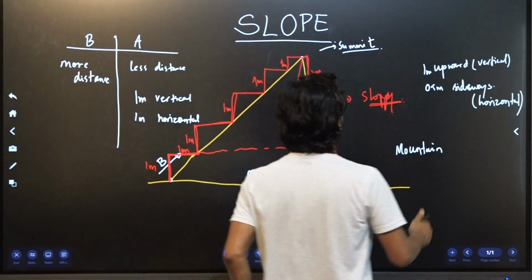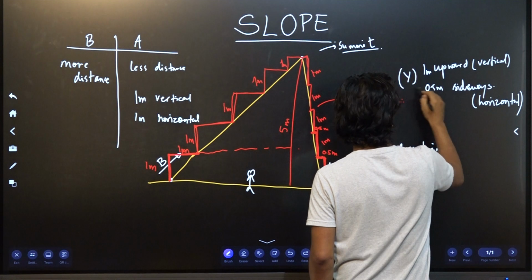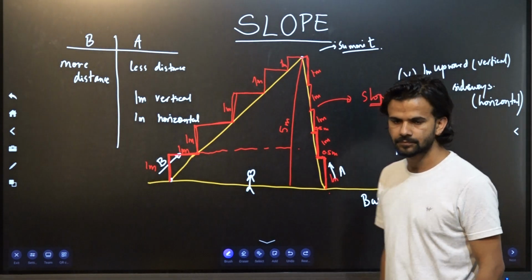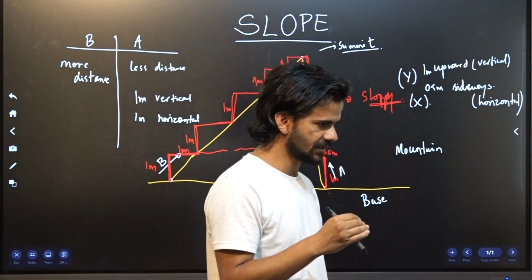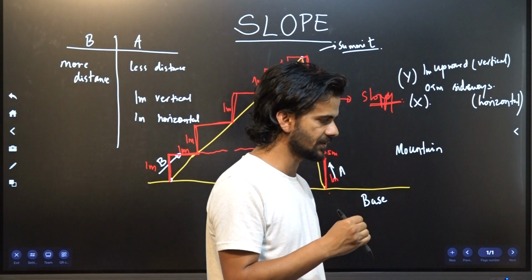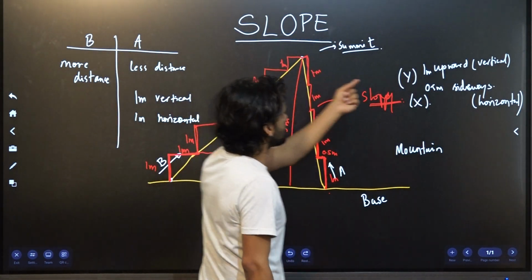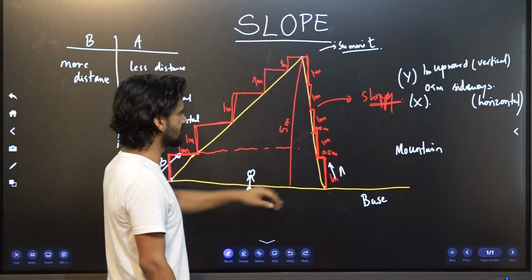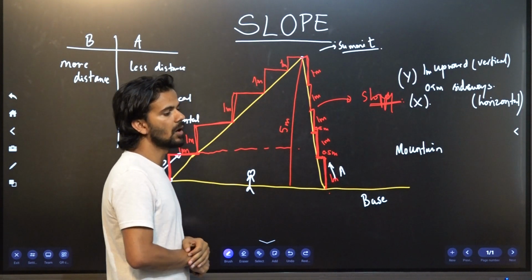Let's say that we cover vertical distance as y, horizontal distance as x. Okay? Y is the vertical distance that you cover, and horizontal distance is x that you cover. Vertical distance is the same. You cover the same vertical distance in both the pathways, right? Both the paths, both the trails. But what is different? Horizontal distance.